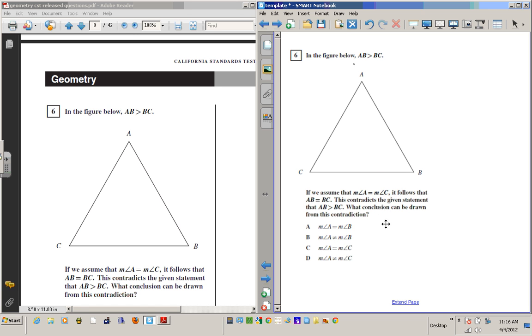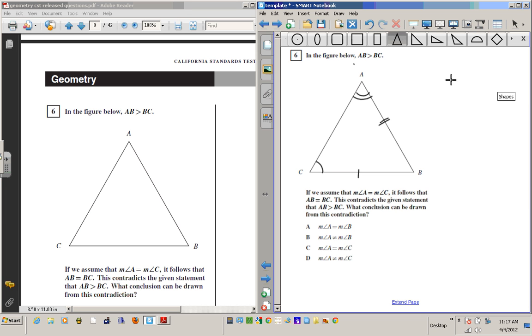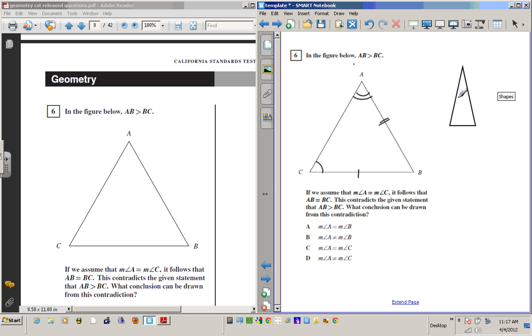Okay? So basically, if AB is bigger than BC, this can be one tick and this is double tick. If two sides are of different lengths, not congruent, that means the base angles are not congruent also. That means this angle and this angle are not congruent. Remember, if you have an isosceles triangle, if the two sides are equal, it follows that the base angles are also equal. If the sides are not congruent, then the base angles are not congruent, just like this case.